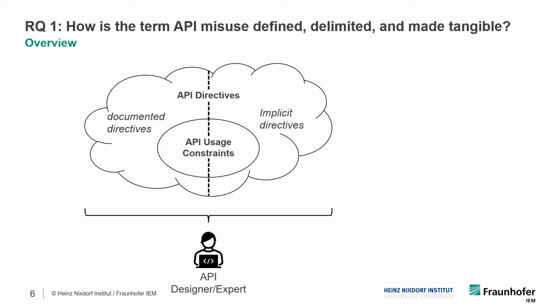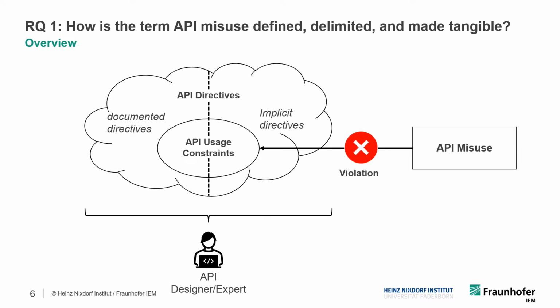Next, we have API usage constraints, which are a subset of API directives. API usage constraints are restrictions that limit the allowed usage of an API. These constraints cannot be enforced with the means of programming languages, like correct typing, which is checked by the compiler, but they must be actively observed by the user of the API. Lastly, we can now see API misuses as and define them as violations against an API usage constraint. Such a violation leads to misbehavior of the API, for example, errors, crashes, or vulnerabilities.